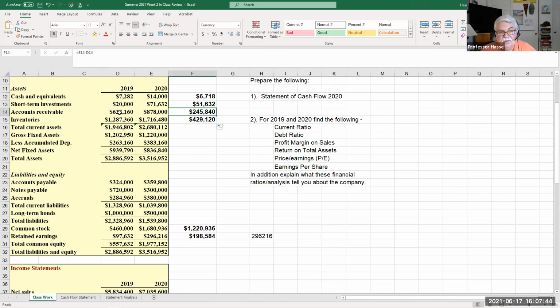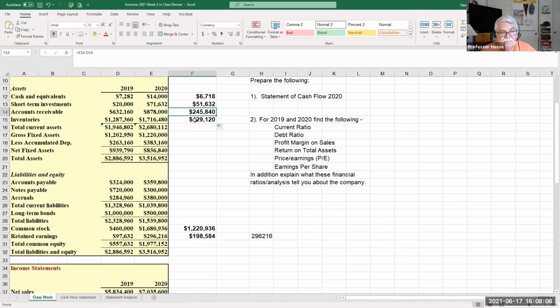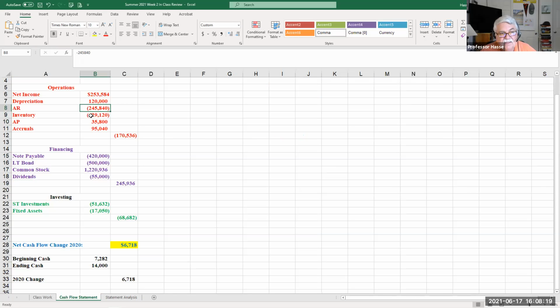Accounts receivable increased to 45,840. That's why we subtract it here in operations, because that's money we did not collect. It still owed us. So we have a negative cash position in receivables because we sold more in invoices and we didn't collect them. Cash is held up. Same thing holds true with inventory. Inventory increased 429,120. That's inventory that we purchased that we have yet to sell. That's a negative cash flow on inventory. Look at accounts payable.